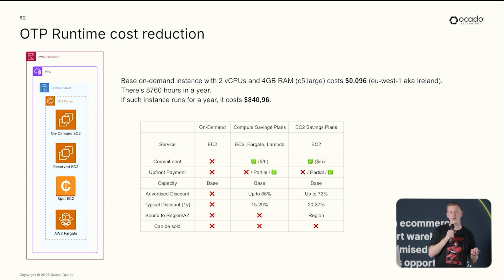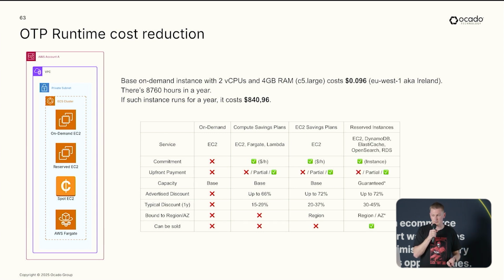Another option is EC2 savings plan. With EC2 savings plan, this covers only the EC2 spend, and you're committing that you're going to use a certain instance family, for example, M5, in a certain region. The rest is the same as with savings plans. So 3 options of upfront payment. The discount now should go up to 72%, and what we observe is 20 to 37% of discount.